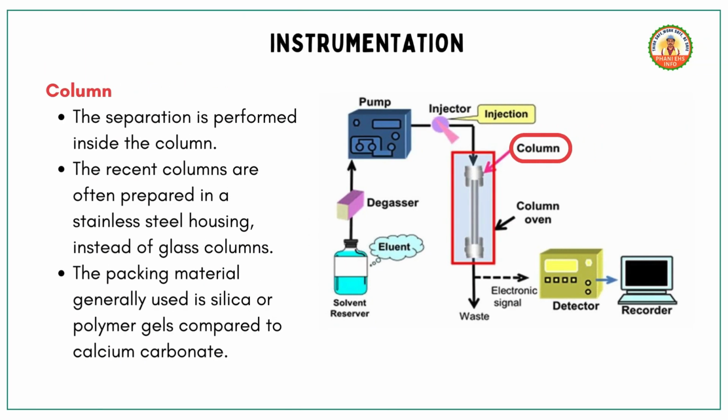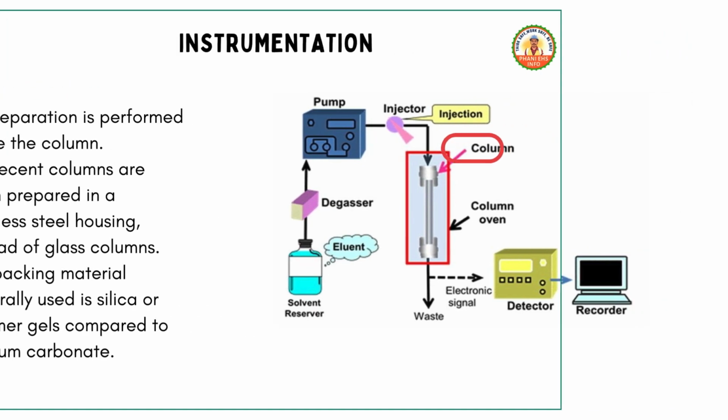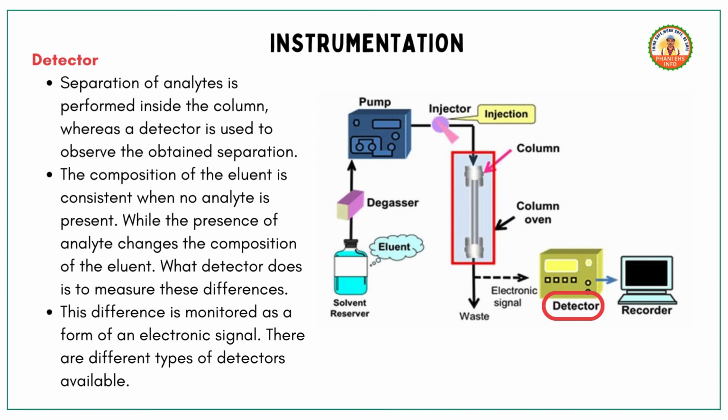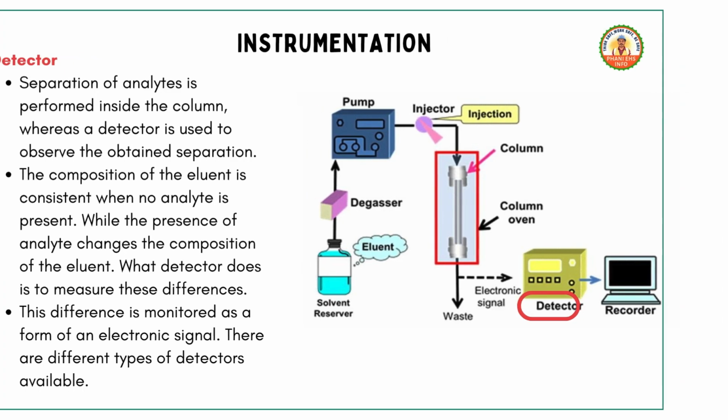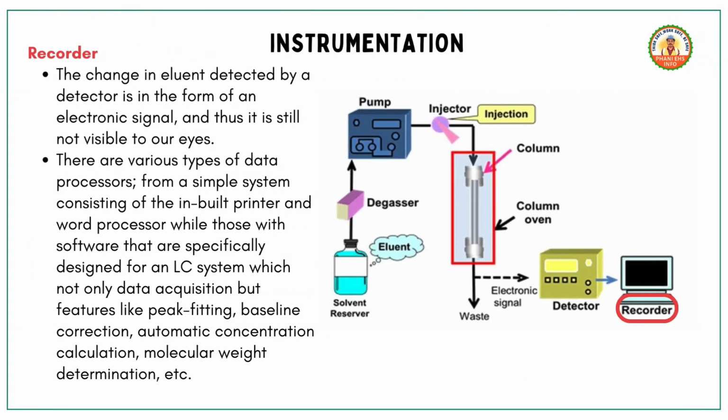Column: the heart of the system, where separation unfolds within its stainless steel housing, packed with silica or polymer gel material, replacing traditional glass columns. Detector: working in tandem with the column, the detector observes the separation process, detecting changes in eluent composition caused by the presence of analytes, translating them into electronic signals. Recorder: capturing these electronic signals, the recorder transforms them into visible data, facilitating analysis and interpretation.